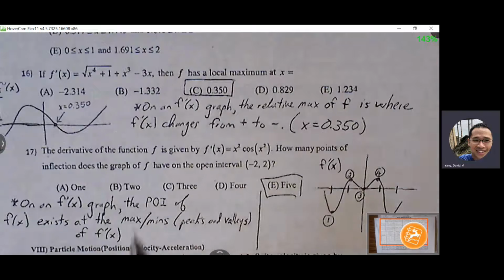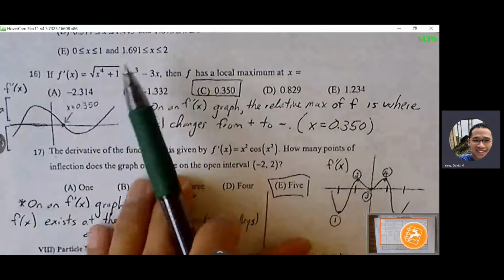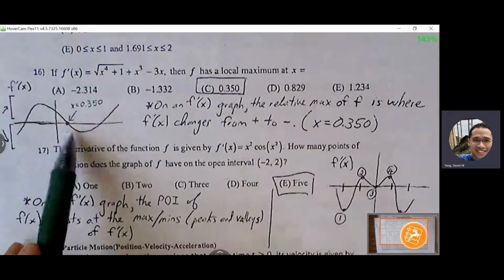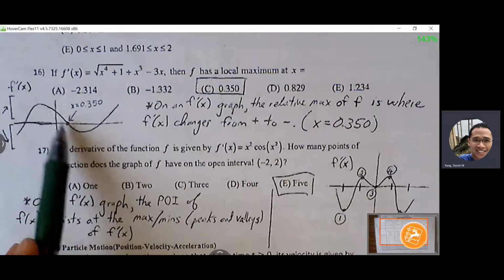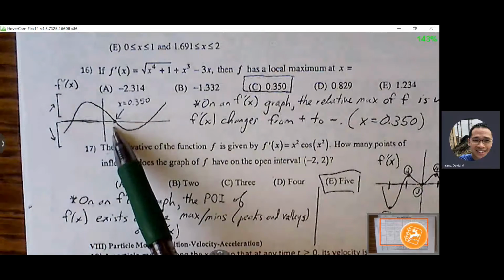Okay, 16, same idea. There's my derivative graph. I'm going to sketch my derivative graph. A relative max is not going to be your peaks and valleys. Your relative max is going to be your x-intercept, where there's a change from a positive to a negative slope. That's your relative max on the original graph.